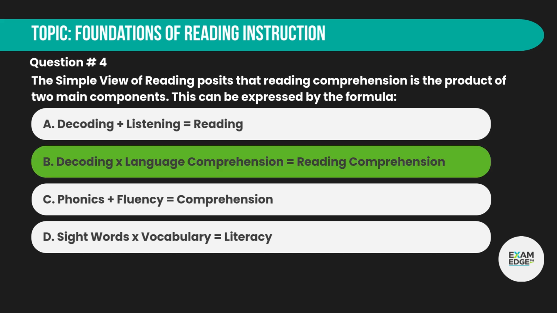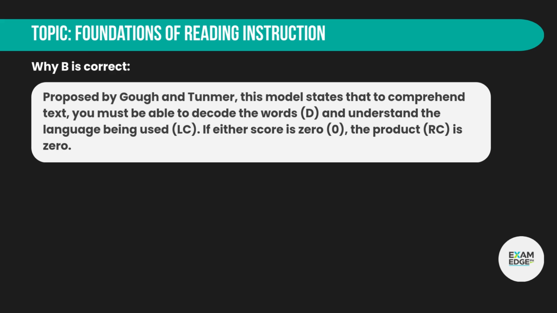Correct answer: B. Decoding × language comprehension equals reading comprehension. Why B is correct? Proposed by Gough and Tunmer, this model states that to comprehend text, you must be able to decode the words, D, and understand the language being used, LC. If either score is 0, the product, RC, is 0.